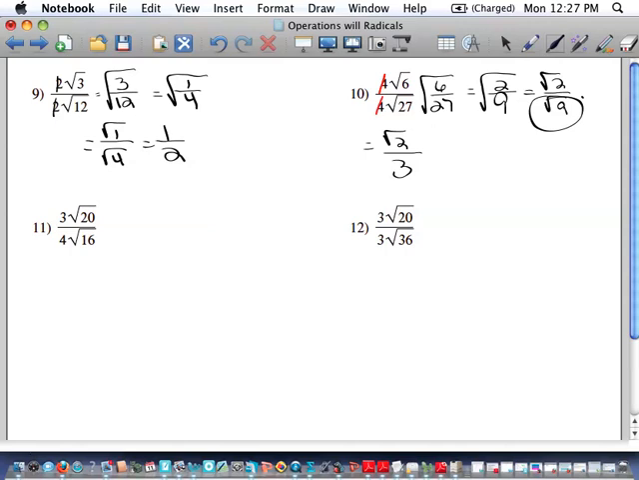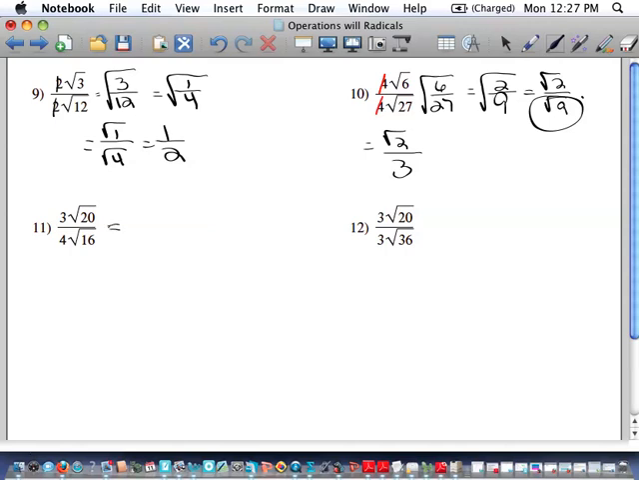Now remember, you don't want to have a square root symbol in the denominator. You have to do what's called rationalizing that. A square root is not a rational number. You want to try to get an integer because that's a rational number.